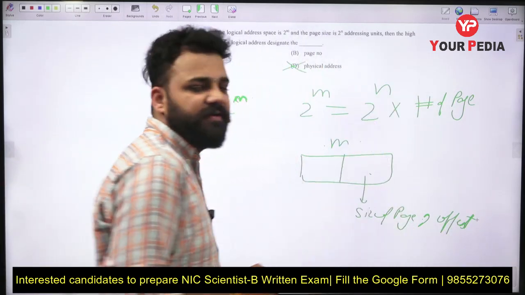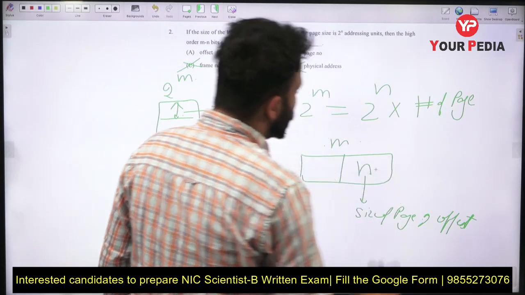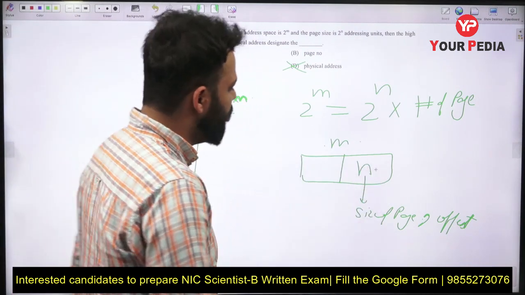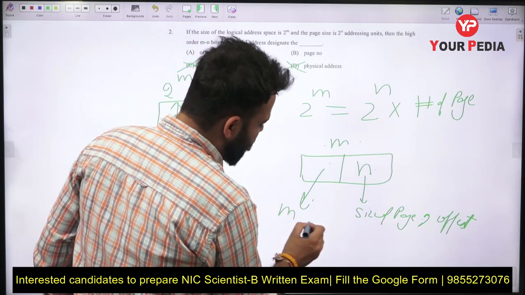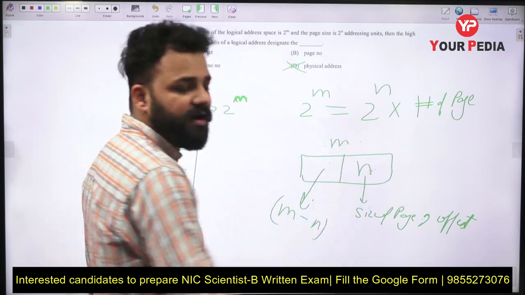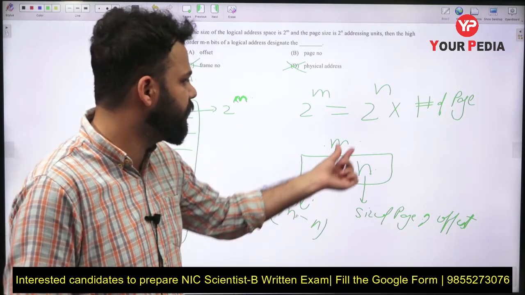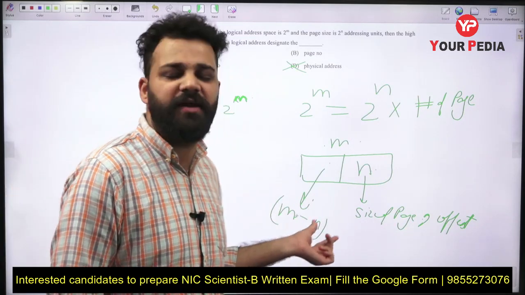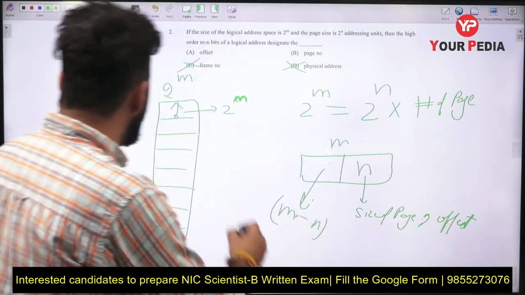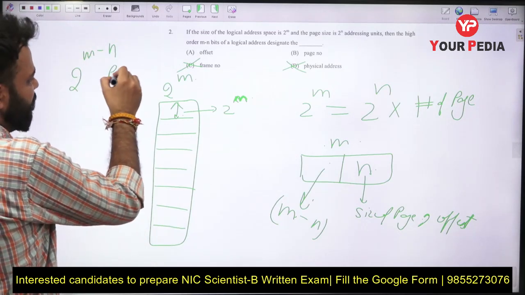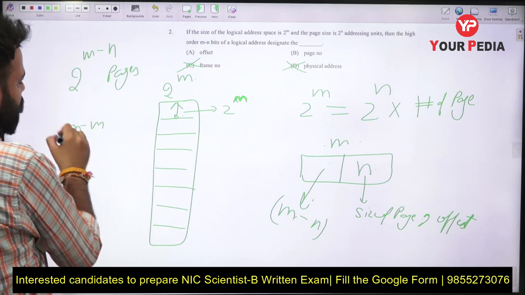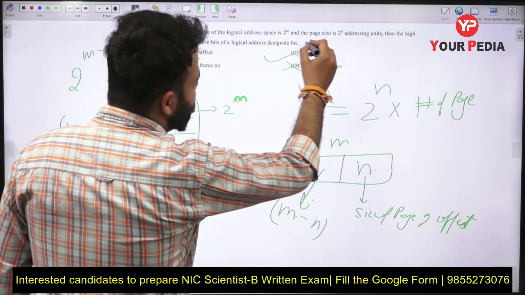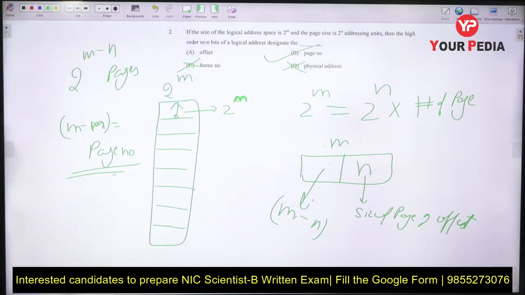So if 2 raised to power n is the size of one page, how many bits are required? n bits will be required in order to give the size of the page. Now it is asking what is m minus n. So m minus n is this part, because there are total m bits and n bits are used for size of page. So if n gives you the size of the page, m minus n will give you the number of pages. If you have 2 raised to power m minus n pages, then m minus n bits give you nothing but the page number. So the correct option will be option B. Offset is not what is asked in the question.